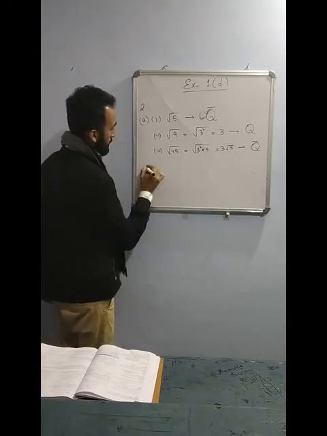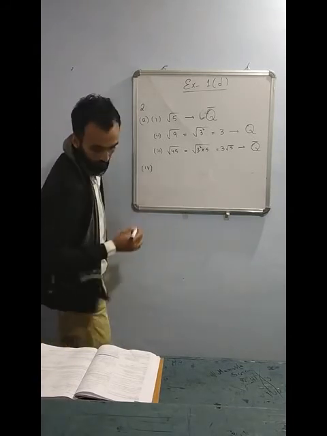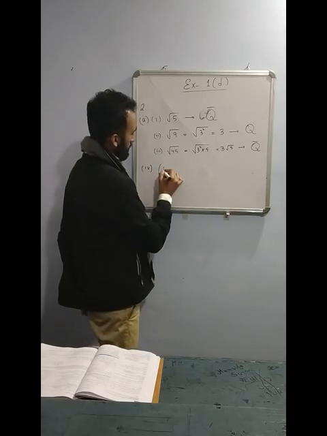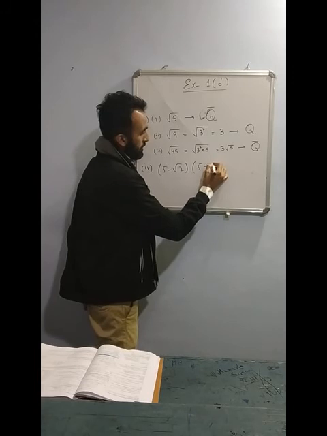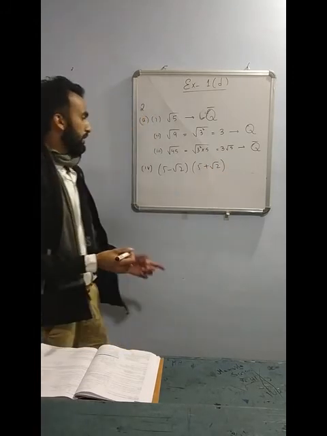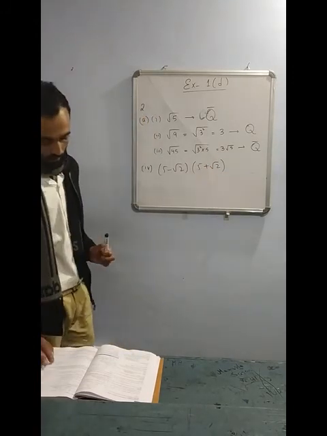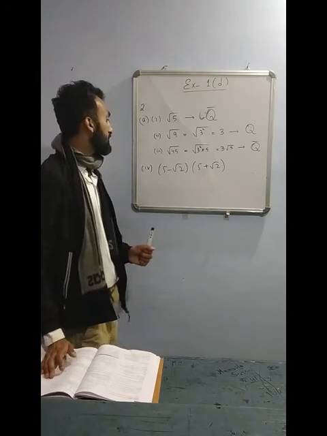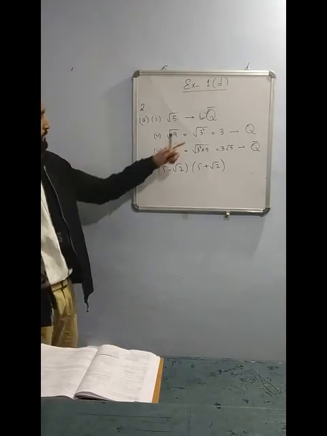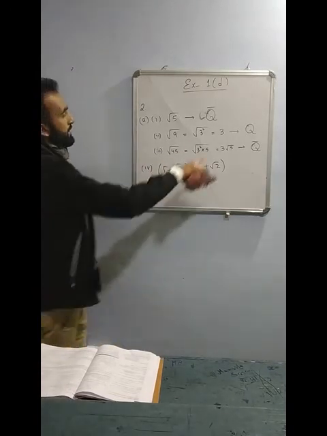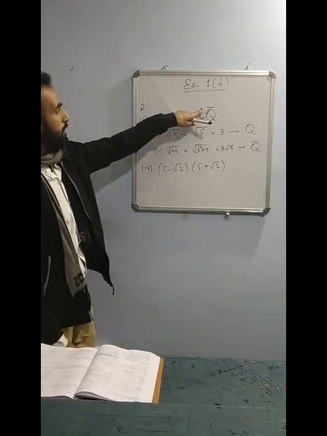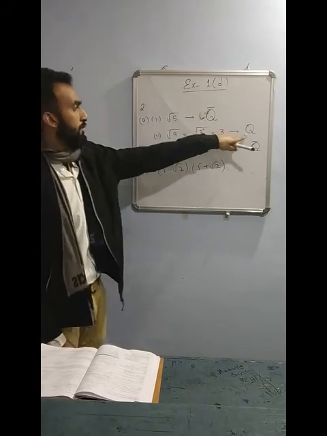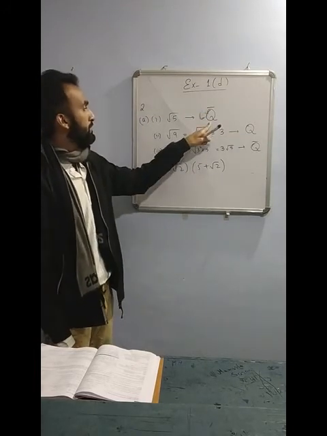Now, sub number 4 is 5 minus root 2 and 5 plus root 2. Let me check whether this is rational or irrational. Have you finished up to here? So I am just writing a bar like this. You can write down properly. Q with a bar means irrational. Q means rational.